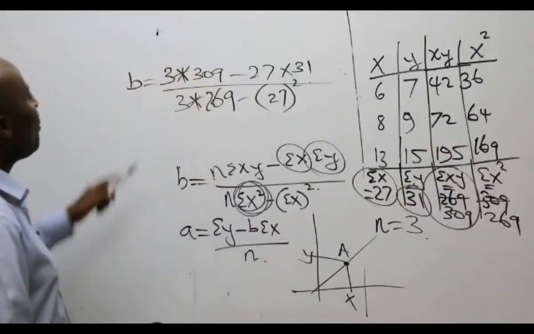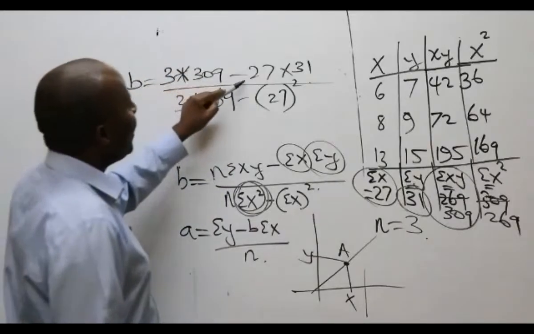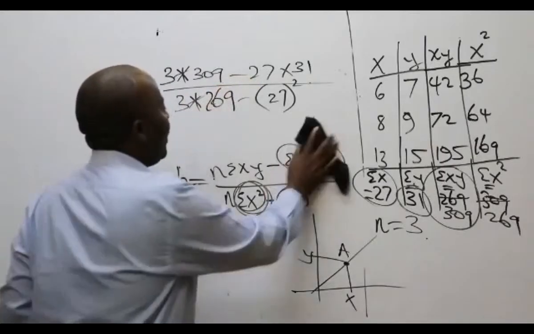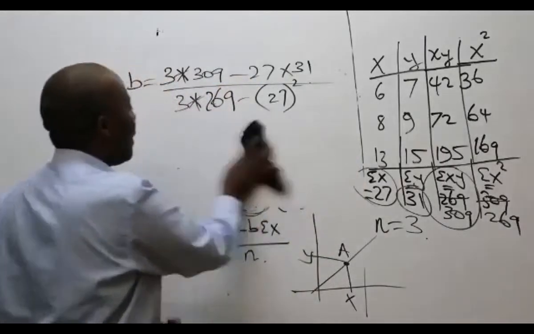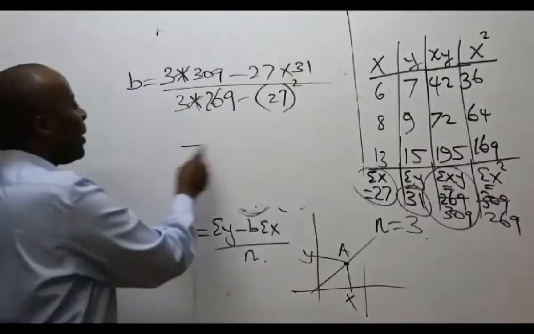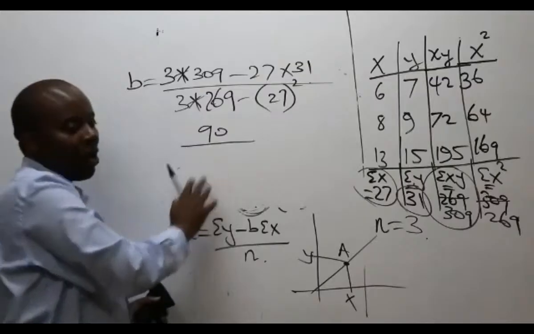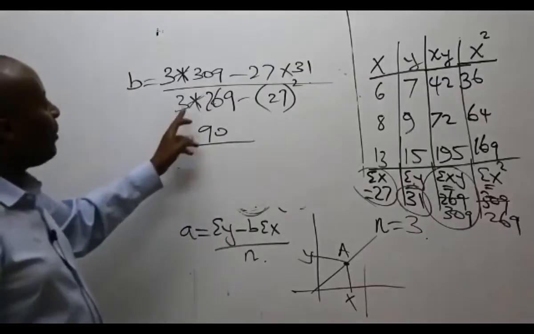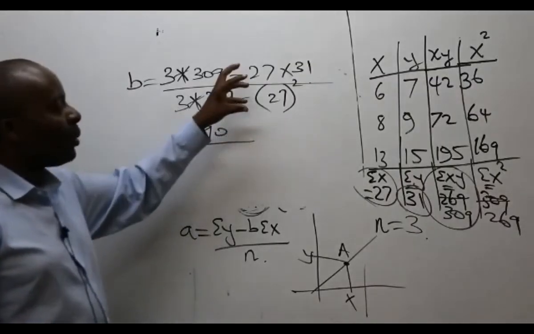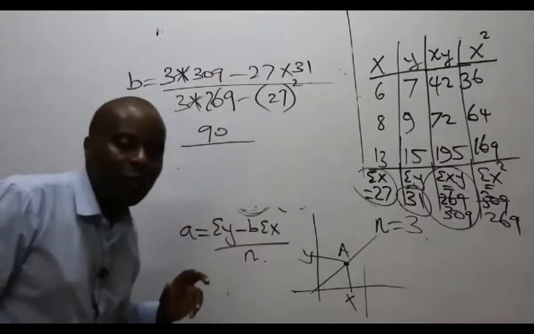James Areba has also said that if you take 3 times 309 minus 27 times 31, the numerator is 90. Can a different student give me the value of the denominator now? The denominator is 3 times 269 minus open brackets 27 squared.